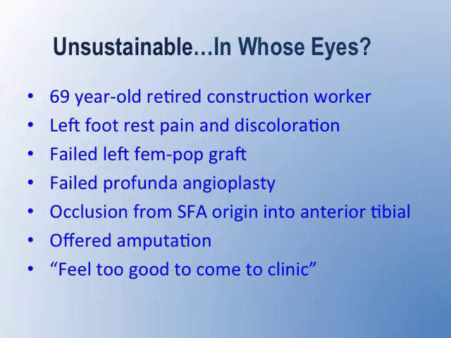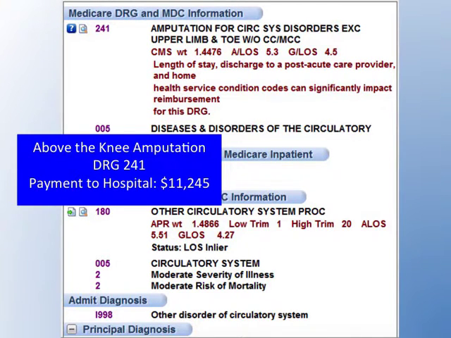So let's look at this one case, which I think is representative of many of the patients that you take care of. This is a 69-year-old guy, a retired construction worker. He presented with left foot rest pain and discoloration after he had already failed a fem-pop graft. When the fem-pop graft failed, he had a profunda angioplasty, which also was followed by failure. His anatomy included occlusion from the origin of the SFA all the way to the anterior tibial, and he had been offered amputation. So this was the clinical situation he was in when we did this costly procedure.